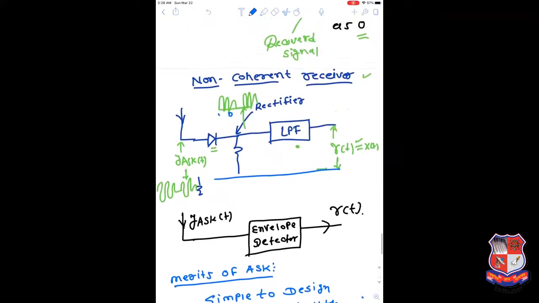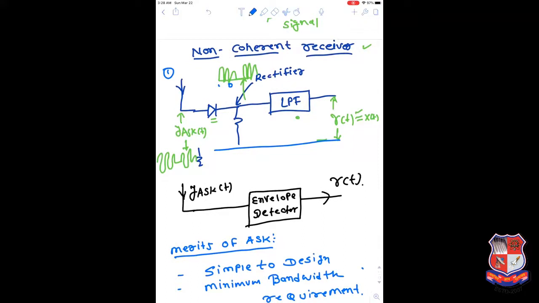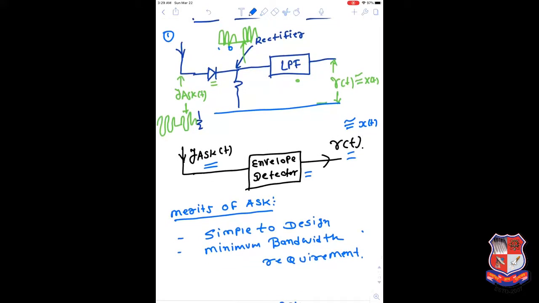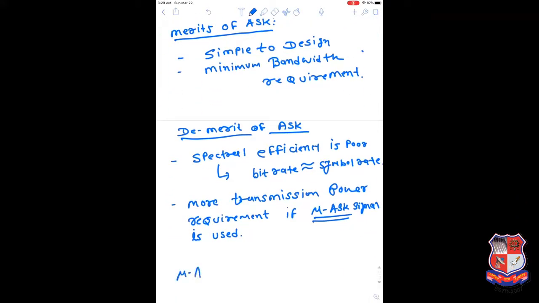There is another, so this is the first non-coherent envelope here. The same thing can be achieved using a capacitor, and so we may have an envelope detector. So the input is applied, passed through the envelope, and after passing through the envelope, we are getting here our desired signal, the recover signal R of t, and this is roughly similar to the x of t, right? So this is all about amplitude shift keying, and in the next lecture we will discuss about the MRE ASK.